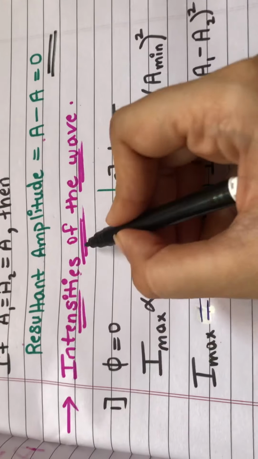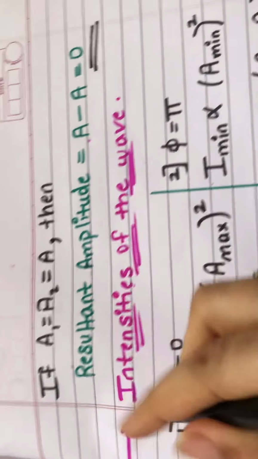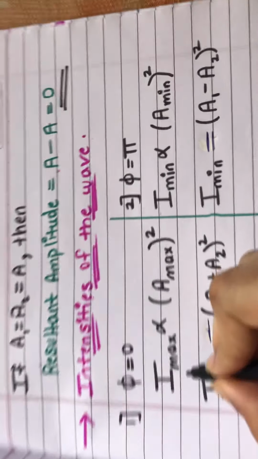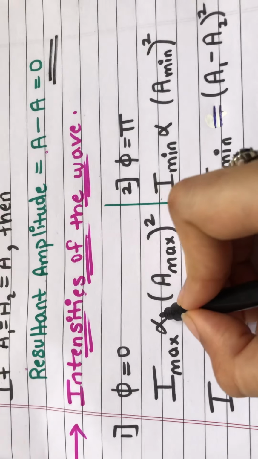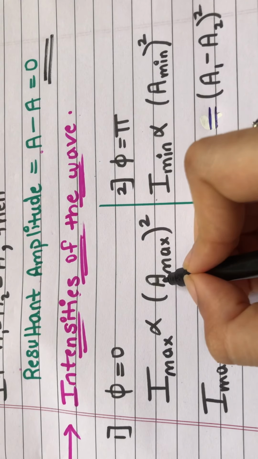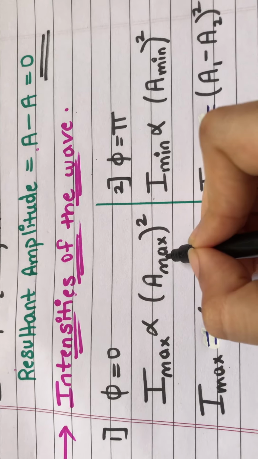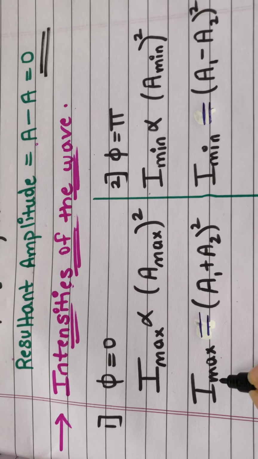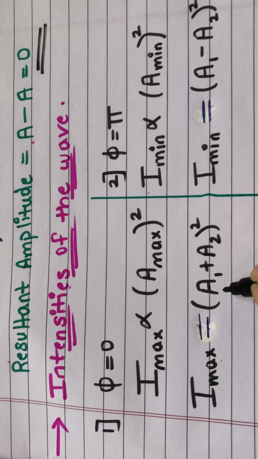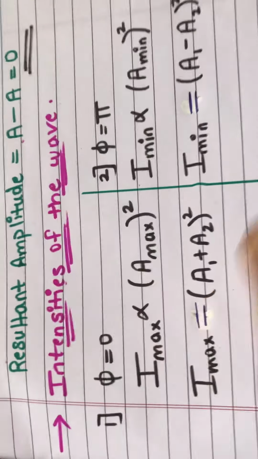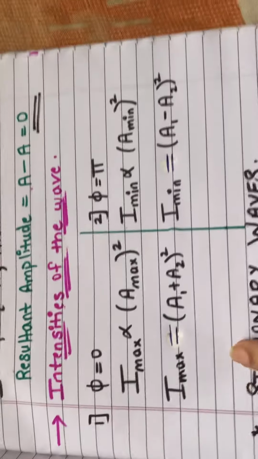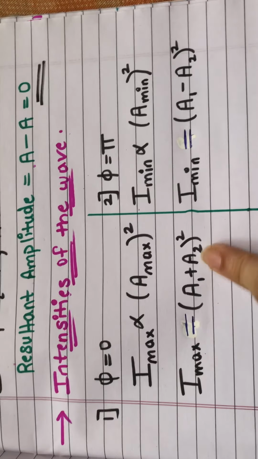Now coming to the intensities of the wave, when phi is equal to 0, the intensity is maximum. Maximum intensity is directly proportional to the square of the maximum resultant amplitude, and maximum intensity is equal to a1 plus a2 the whole square. You'll have to just remember this equation. Numericals will be asked based on this equation.